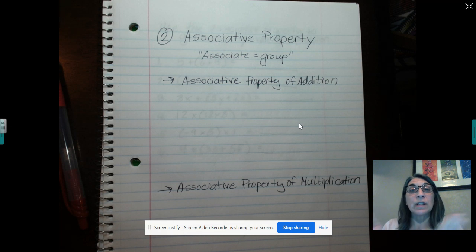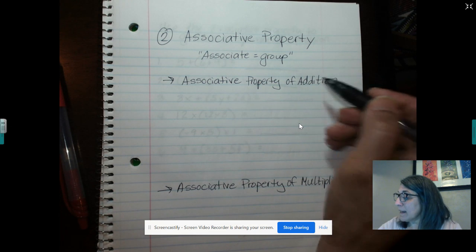We're not going to change the order that they're in. We're going to just group them differently. And remember, we learned in our GEMS that G stands for grouping symbols. So when we're using parentheses or brackets or absolute value marks, any of those grouping symbols, this is when the associative property is going to come into play.